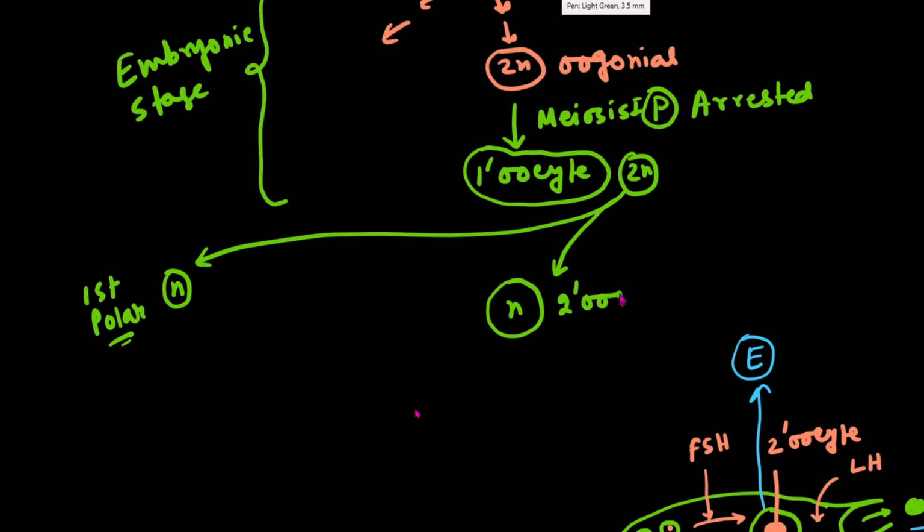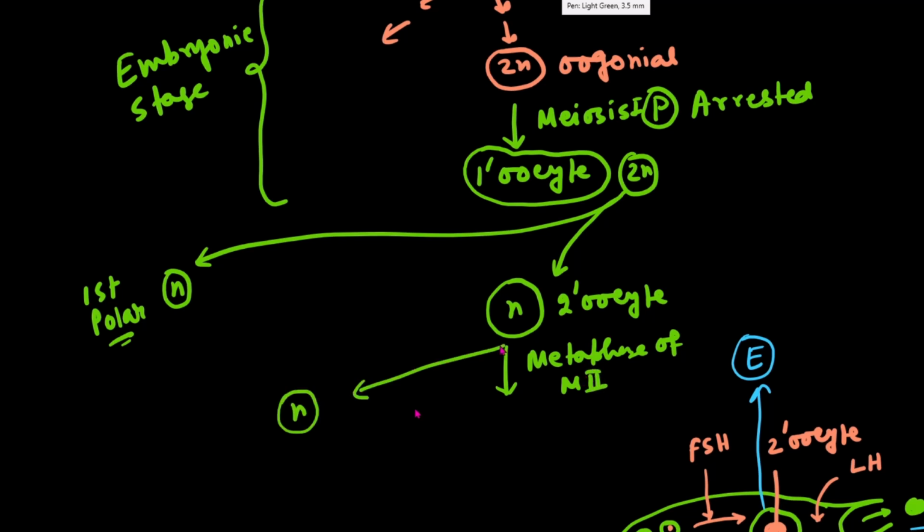Okay, and this secondary oocyte again undergoes the meiosis 2 process, but this meiosis 2 process is not completed during this time. Actually, it will be arrested at metaphase of meiosis 2. After completion of meiosis 1, the secondary oocyte will be developed, and then it again undergoes meiosis 2 cell division, and this completes the prophase of meiosis 2, but it will be arrested at metaphase 2 of meiosis 2 cell division.